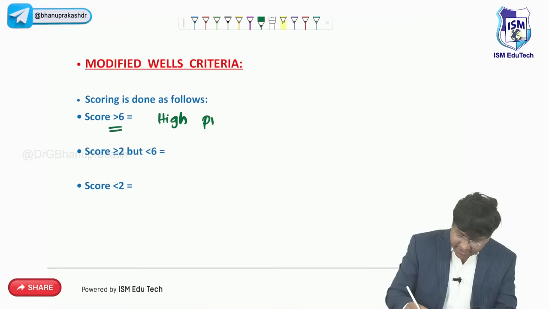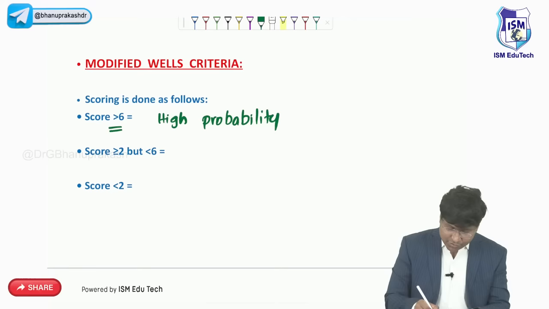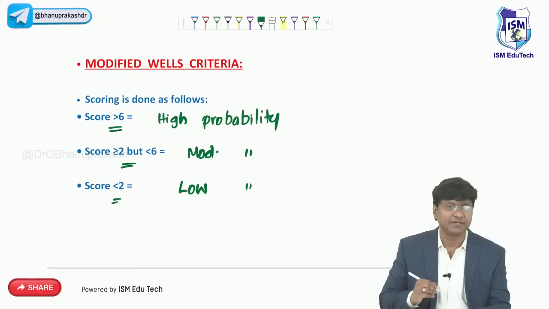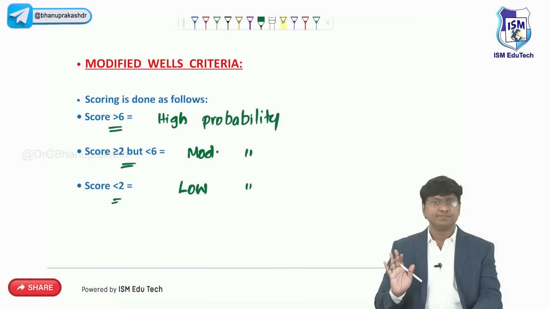Right? High probability of pulmonary embolism. And if the score is in between 2 to 6, it is moderate probability of pulmonary embolism. And if the score is less than 2, it is low probability of pulmonary embolism. So that is about your modified Wells criteria. Okay. So this finishes your pulmonary embolism.